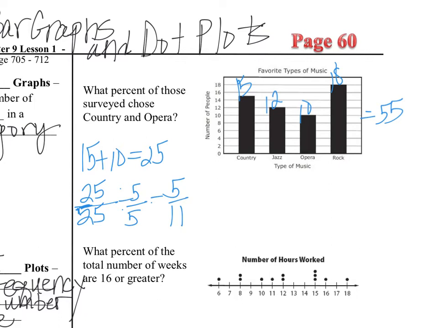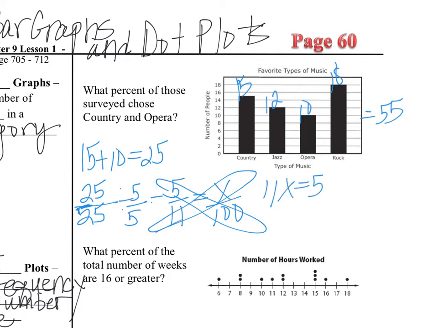5/11ths can be changed into a percent by setting it equal to x over 100. That's a proportion, so you'll use your cross products. 11x equal 500, and then divide both sides by 11. If you'll pause the video, you will be able to figure out what x is by dividing 11 into 500.